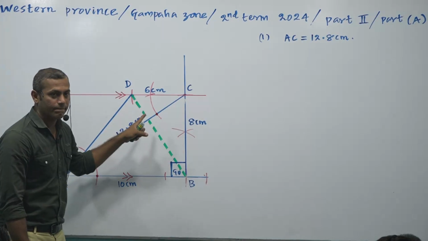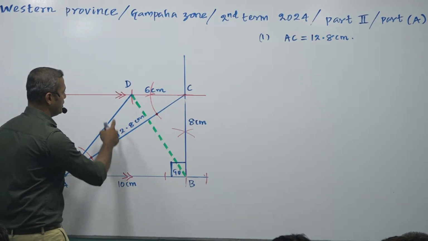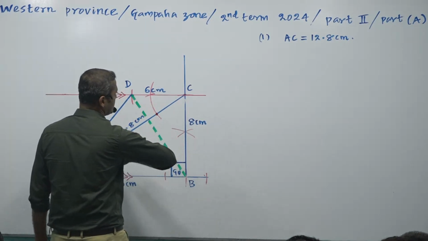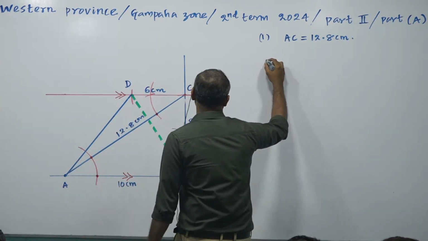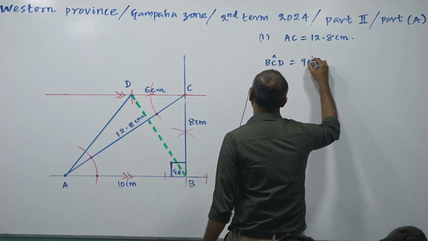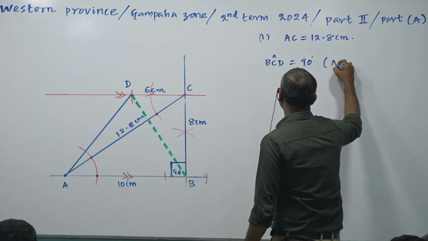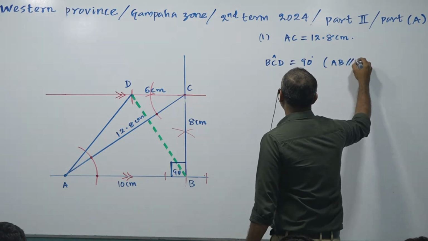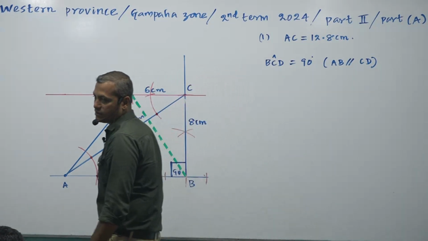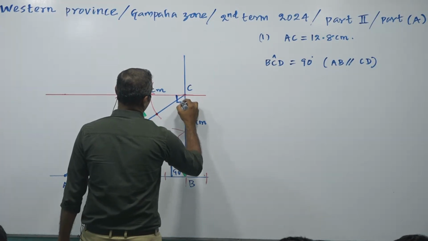One more thing. We drew a line parallel to AB. These two lines are parallel. Then what can you say about the magnitude of angle BCD? BCD is 90 degrees. Why? Because of allied angles. AB is parallel to CD, so the sum of allied angles is 180. So this is 90 degree.